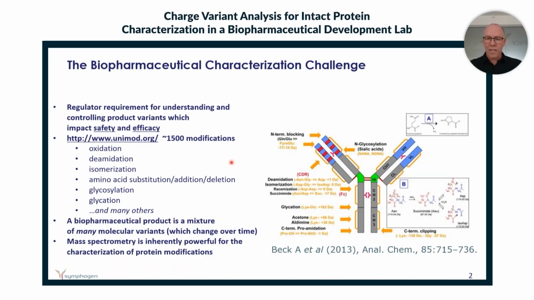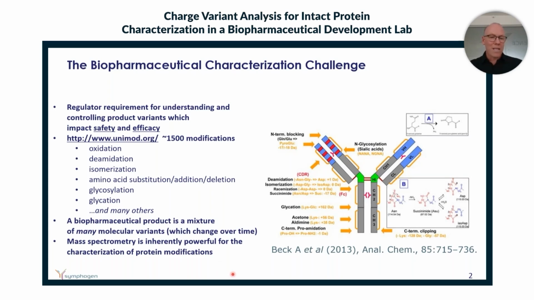Now, when you consider a normal antibody, which is around 1,300 amino acids, and you combine that with the large number of product variants and modifications these molecules can undergo, you get a combinatorial explosion of possible product variants. You really need to consider a biopharmaceutical product as a mixture of many variants, and of course these change over time. When you leave it on the shelf at the recommended storage, what happens to the product? These are important things to address because they will ultimately determine, for instance, the shelf life of your product.